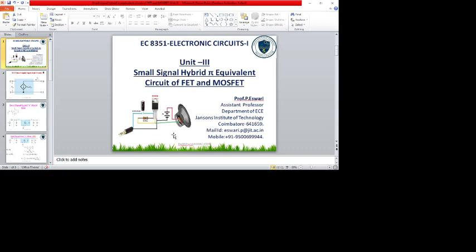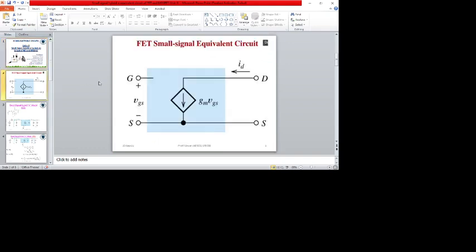Very good morning students. Today we are going to see the small signal hybrid pi equivalent model of field effect transistor and metal oxide semiconductor field effect transistor. For both JFET and MOSFET, the small signal equivalent model circuit is common.